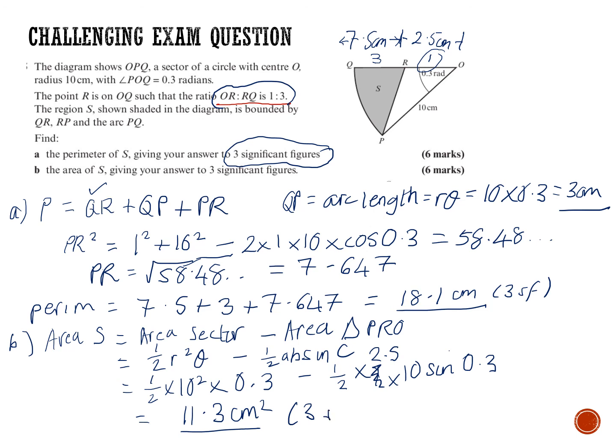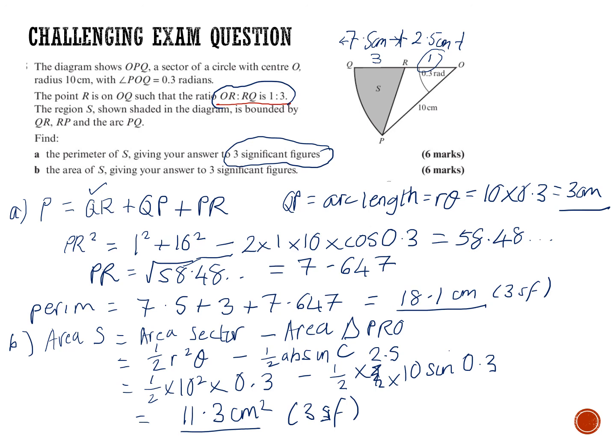That's the 3 significant figures because that's what the question asked me for. So again, quite a lot going on there because you're doing the area of a sector and the area of a triangle using the right lengths. Okay, so 12 mark question, that's quite a big one. So do make sure you understand that. If not, go back through and watch it again.